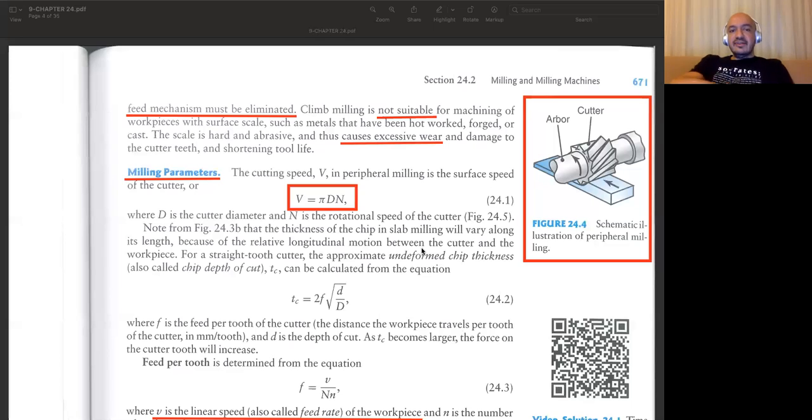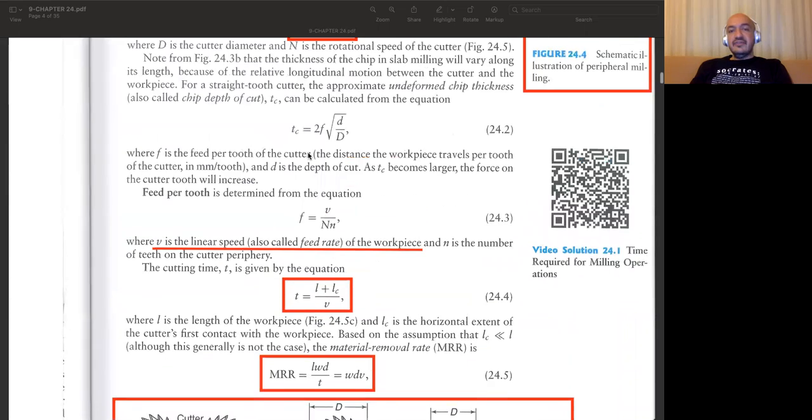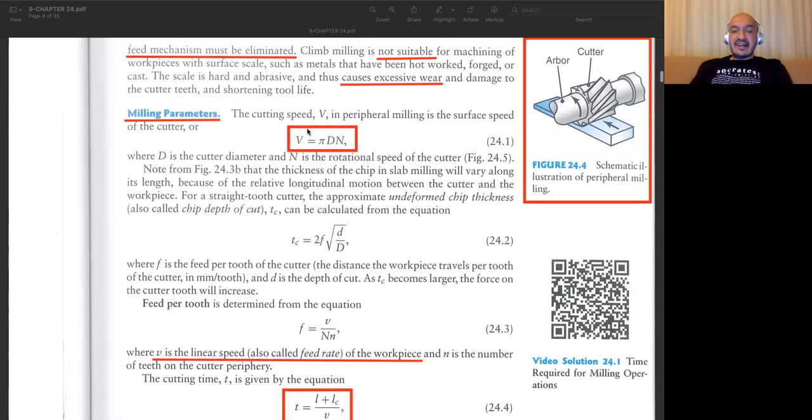So now let's look at some parameters, milling parameters. The first one is the cutting speed, and as you know, the cutting speed is the speed at this cutting zone. If you look here, in conventional milling our cutting speed is in the opposite direction of our workpiece motion. And how do we determine it? If you know the rotational speed of your cutter, then you can simply multiply it with the diameter of your cutter and pi and determine the cutting speed.